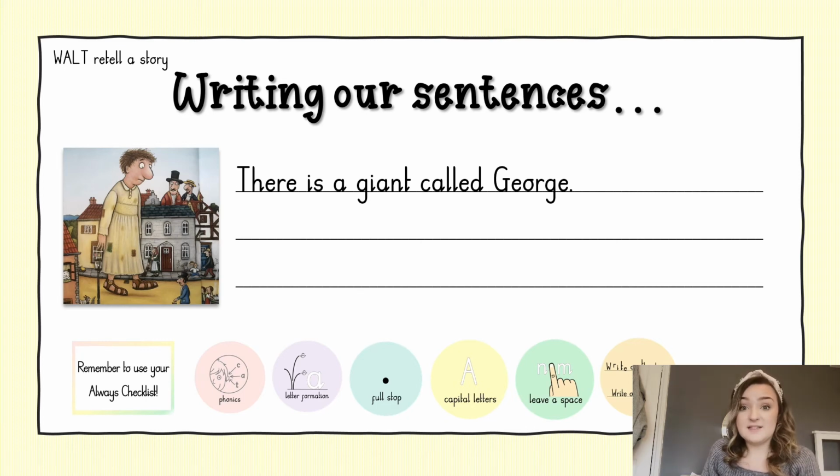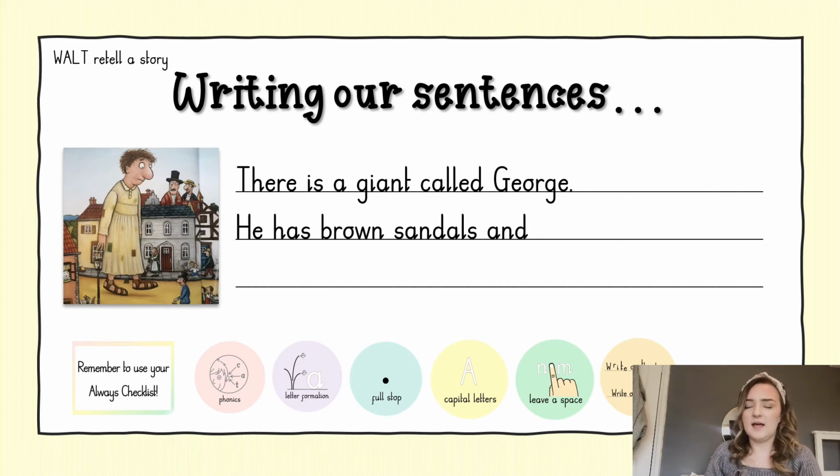So there's my first sentence done. There is a giant called George. Now I know that my reader, the person reading my story, knows who my main character is now. But I'm going to try and use some adjectives to make it even more exciting and give my reader some more detail about my character. So I'm going to say, he has brown sandals. Ooh. And I'm going to use and to add another idea in. He has brown sandals and messy hair. Okay, so there's my next sentence.